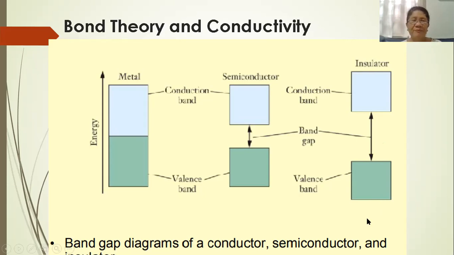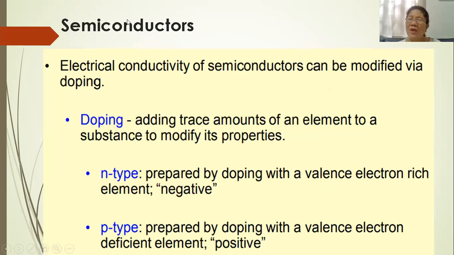Okay? That's it. Let us define now. So we are finished with the conductors. How about the semiconductors? The electrical conductivity of semiconductors could be described by means of doping. What's doping? Doping is adding trace amounts of an element into a substance to modify its properties. You're going to add it so that its properties are changed.